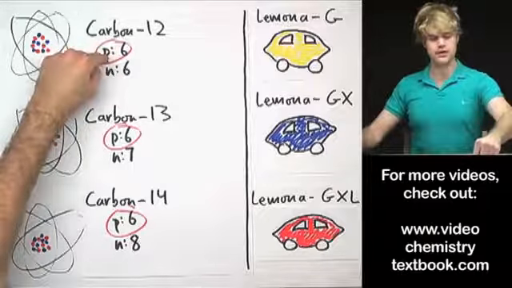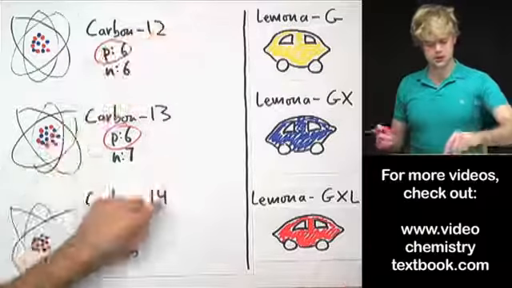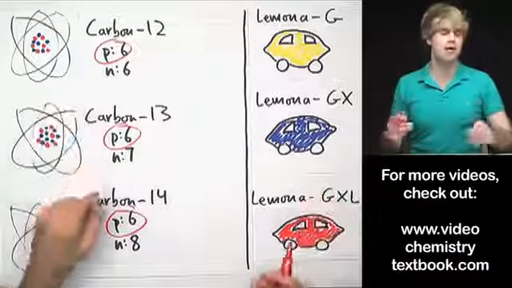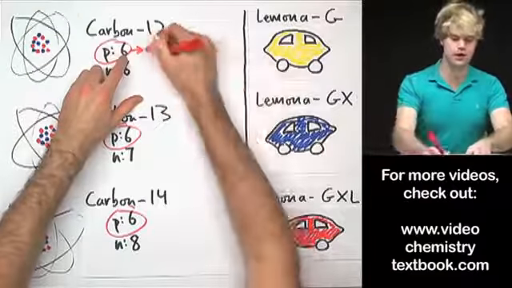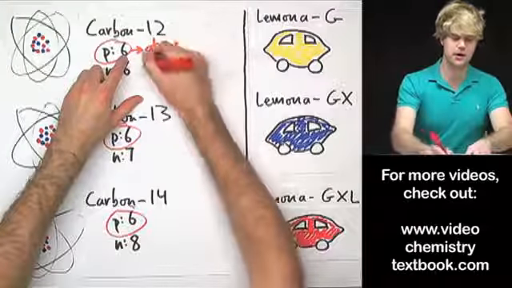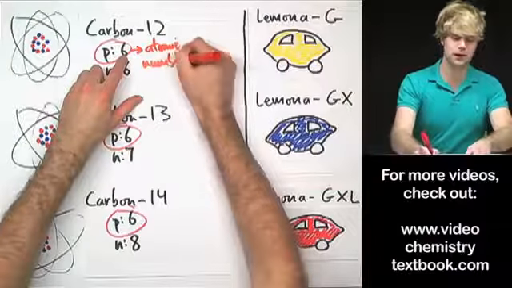So look at how I wrote this. I've got carbon-12, carbon-13, carbon-14 up here. I want to take a minute and talk about the numbers. So the number of protons in the nucleus, we call that the atomic number. You may already know that.